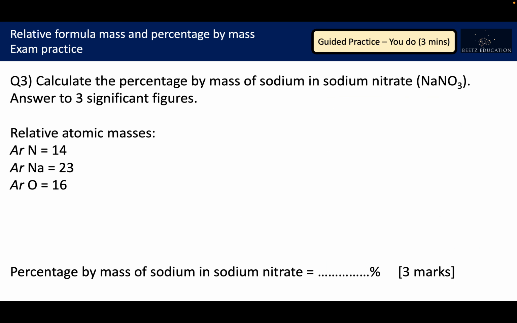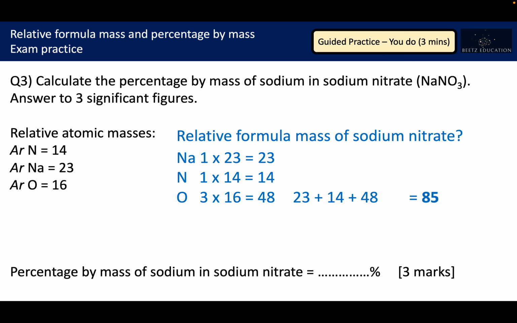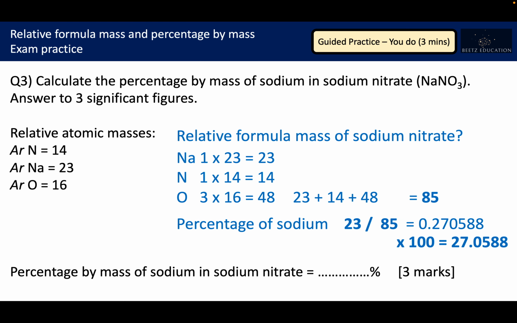Final one then for you to have a go at. It's worth 3 marks, 3 minutes. Pause the video and I'll review the answers in a moment. There's our relative formula mass of sodium nitrate, 85, 1 mark for that. There's our percentage, 1 mark for that, and our 3 significant figures. Well, in this case, we're going to need to round our 0 up to a 1. 27.1 is our final answer. 3 marks for 27.1 if you got it.